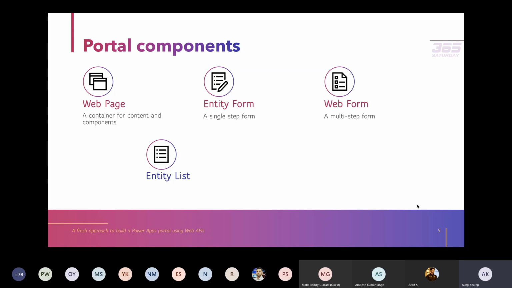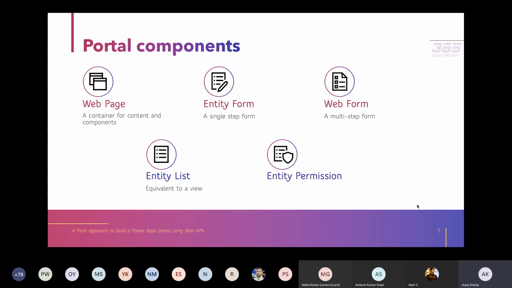Once we have the data, we need to present it back to the user. This is where the entity list is quite important. The entity list is basically the equivalent of a view in model-driven apps, where you can see the list of records on the page. All these, the entity form, web form and entity list, work with the data from the model-driven apps.